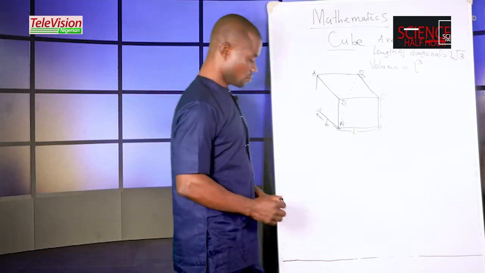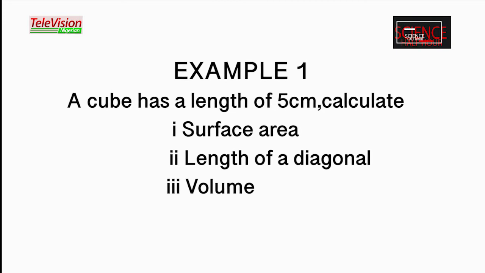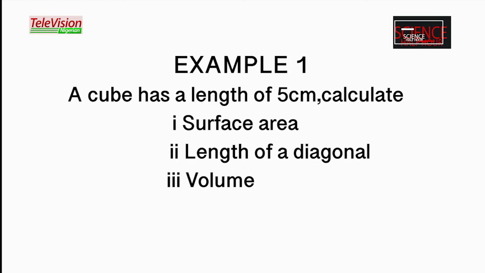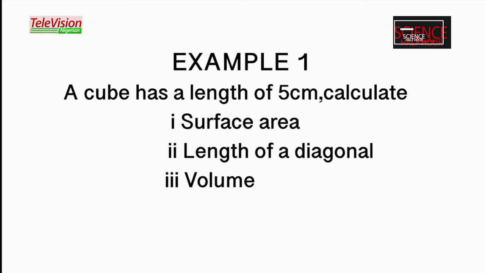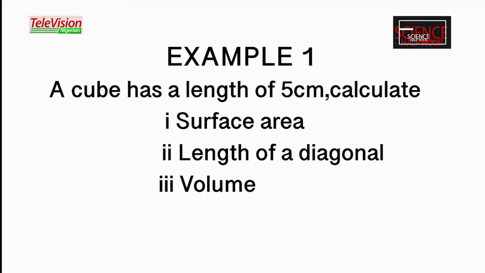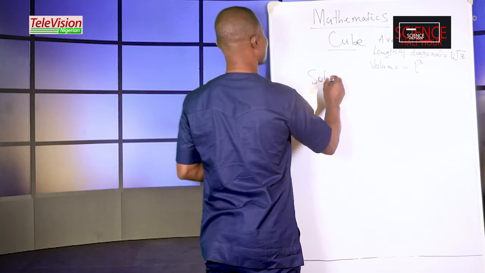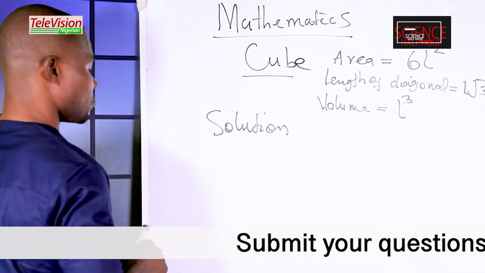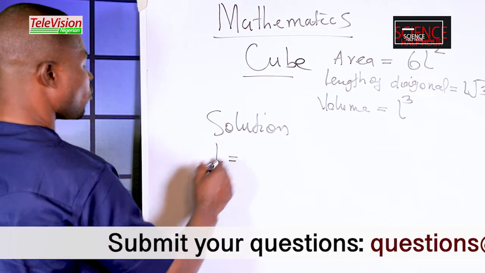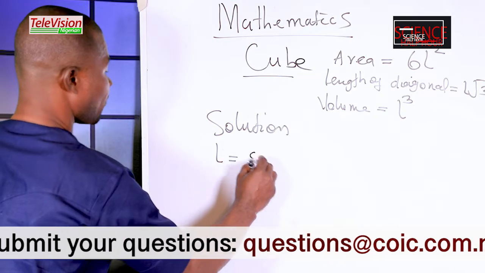Example 1. A cube has a length of 5 cm. Calculate I, surface area, II, length of a diagonal, III, volume. Solution. L is equals to 5 cm.